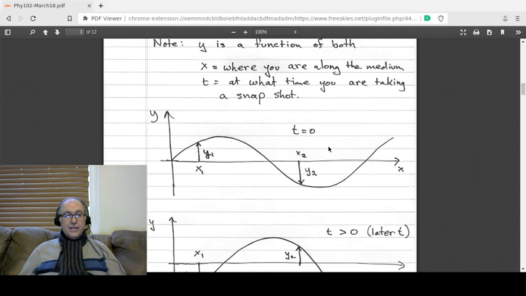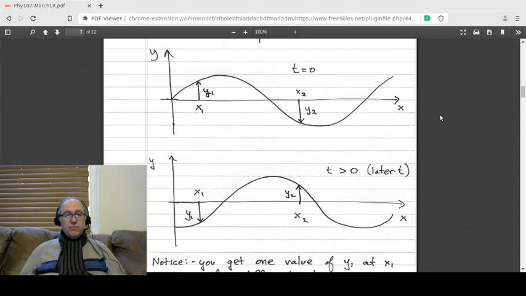So if you take a look at a later time, you can see in the graph below, the second graph, I've got there t is greater than 0. All I mean is just some later time. I don't care how much later it is.